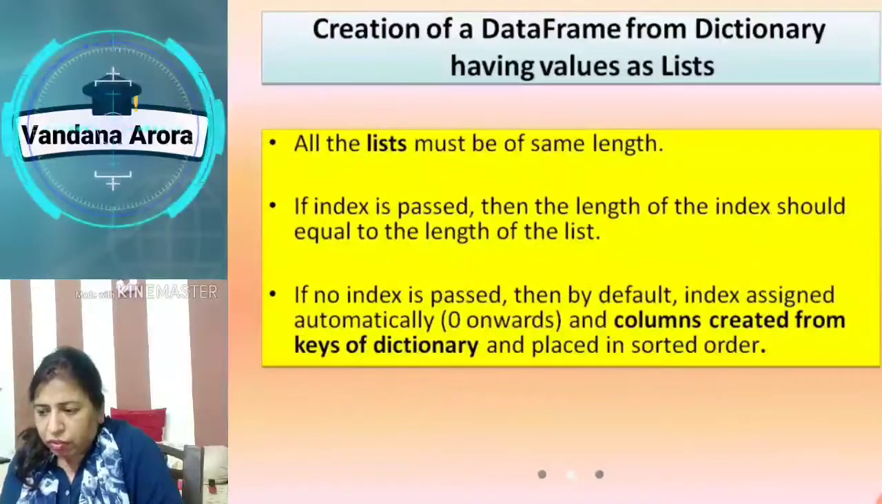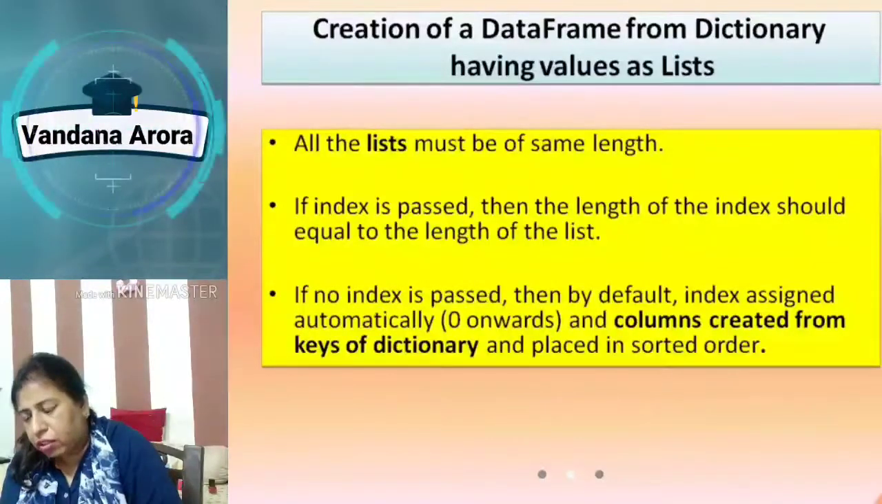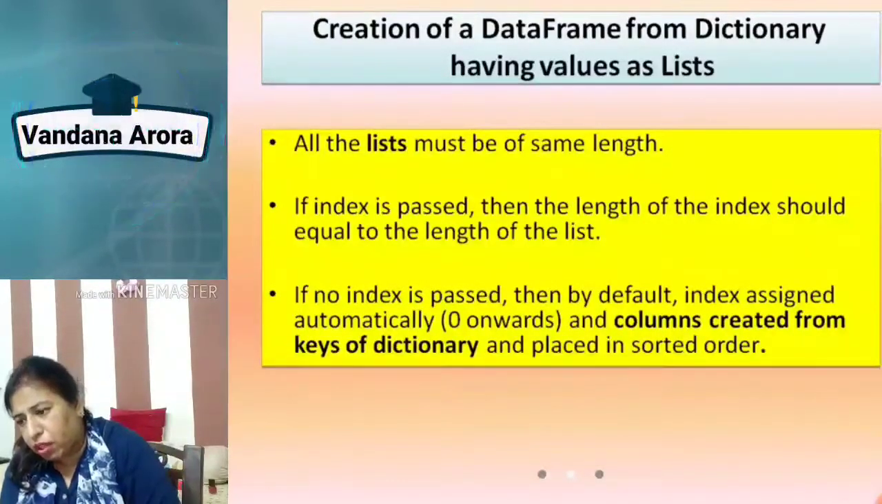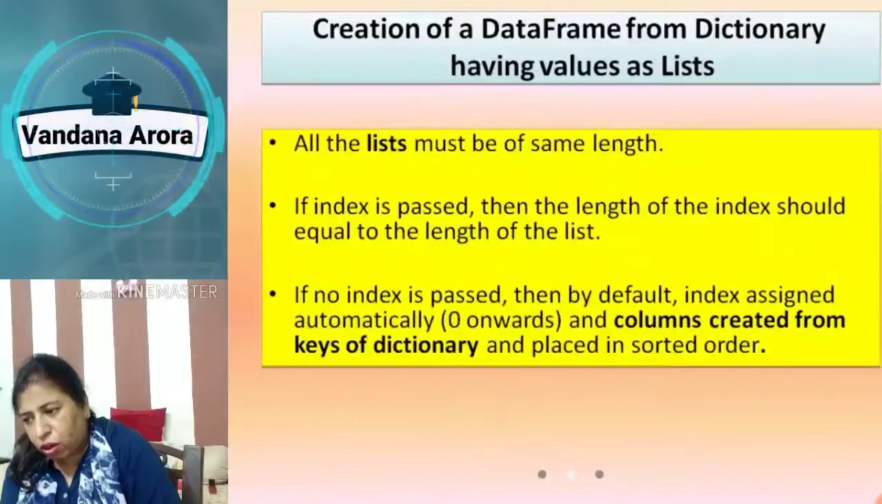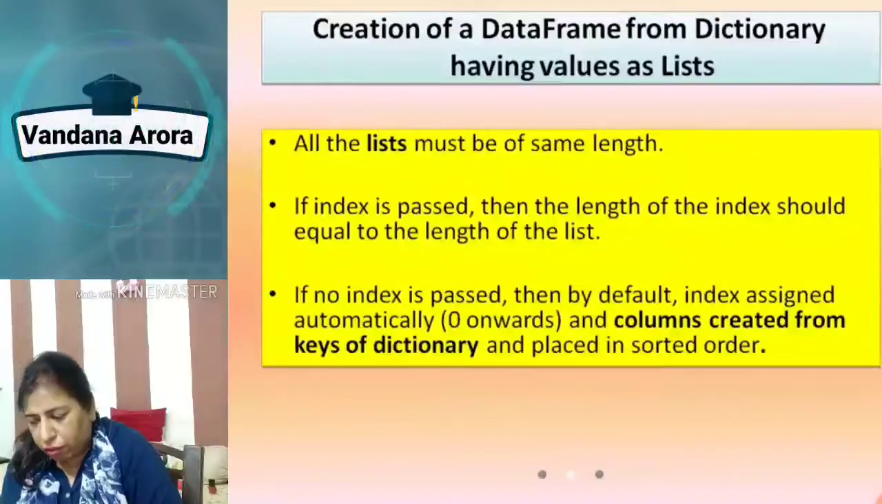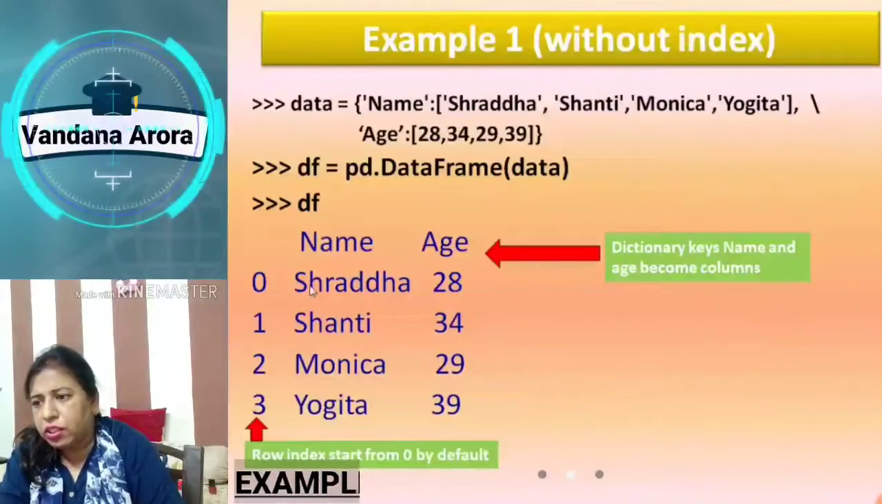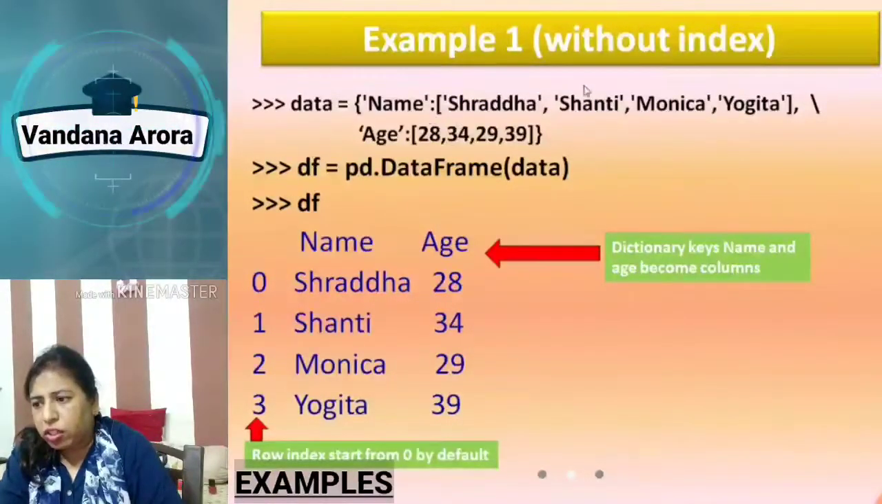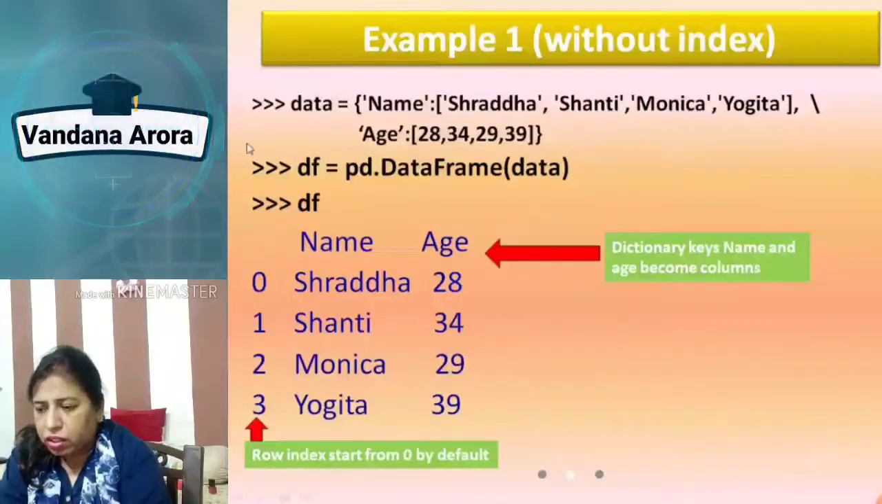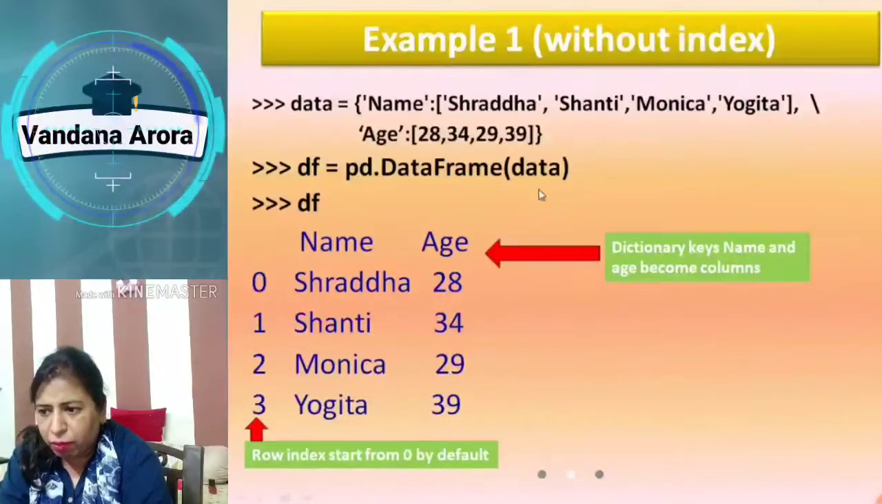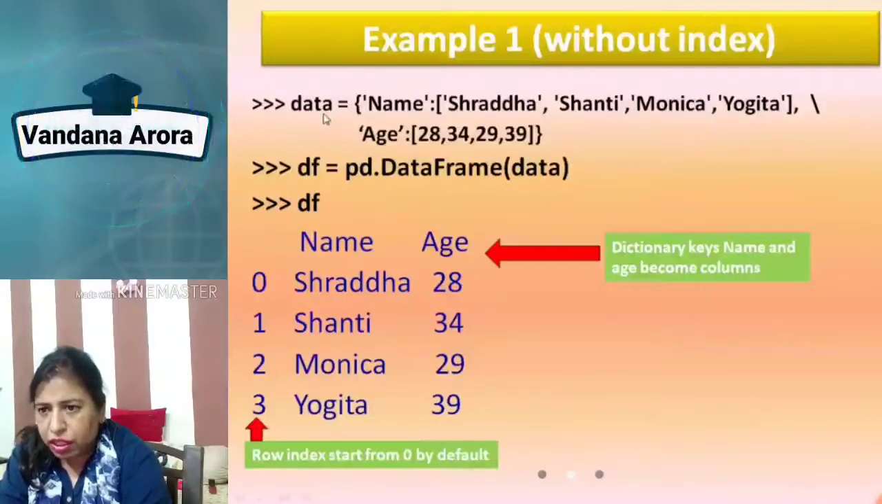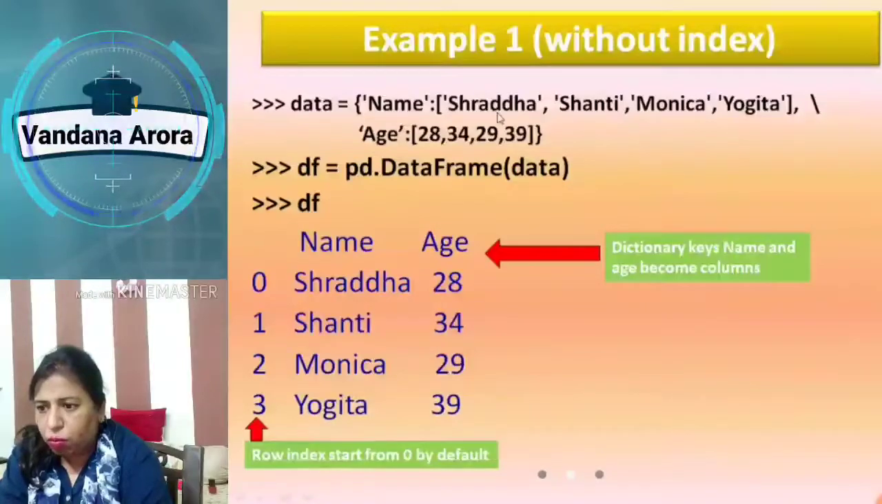Clear? And if I am using a dictionary, then it is the rule that keys of the dictionary will become the column labels, and these columns will be arranged in alphabetical, sorted order. Clear? Now you can see this example. I am using a dictionary for creating the frame, but I am not specifying the index. First dictionary is data equal to name, colon, Shraddha, Shanti, Monica, Yogita.